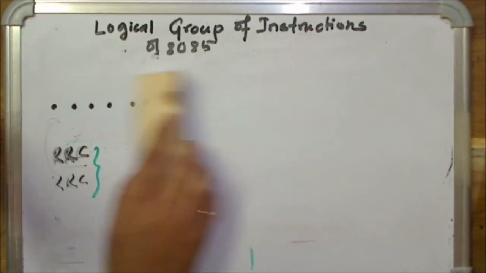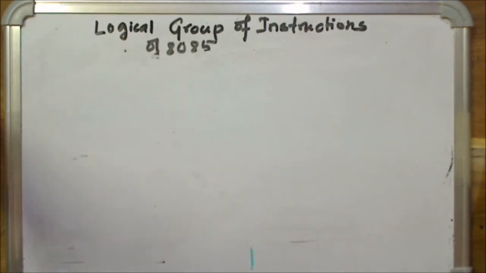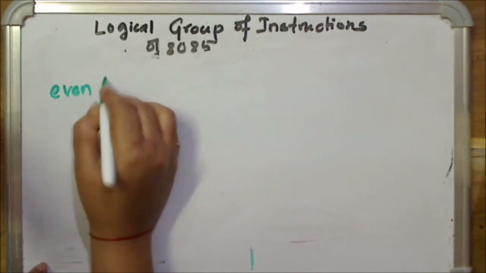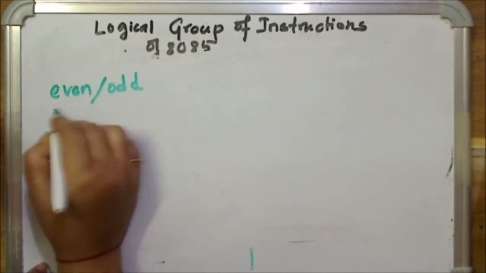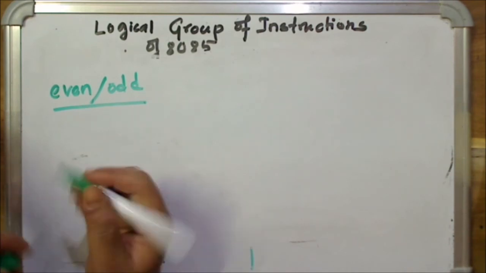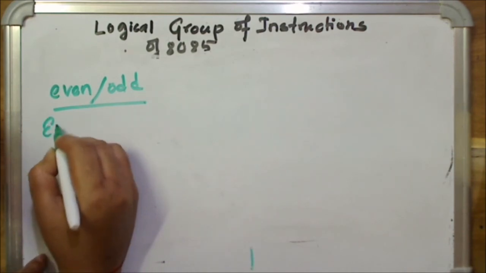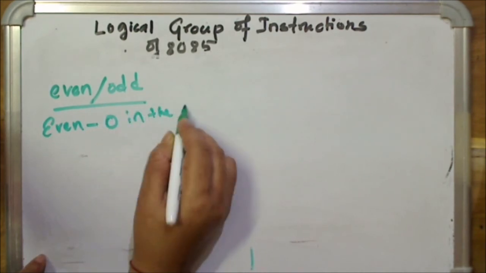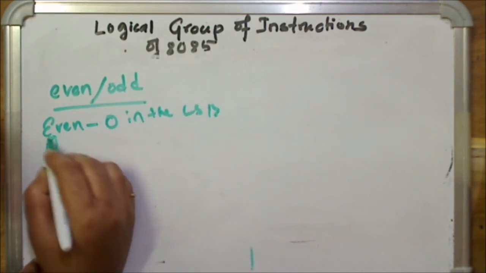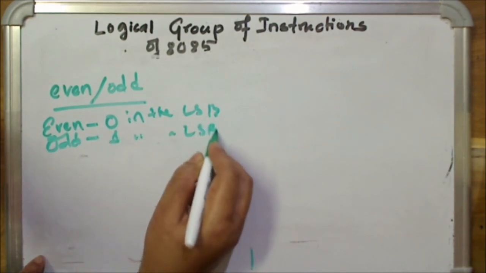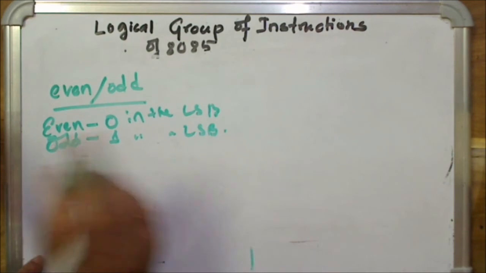The simplest use is to detect whether a number is even or odd. Very simple. Even numbers have 0 in the LSB, and odd numbers have 1 in the LSB.